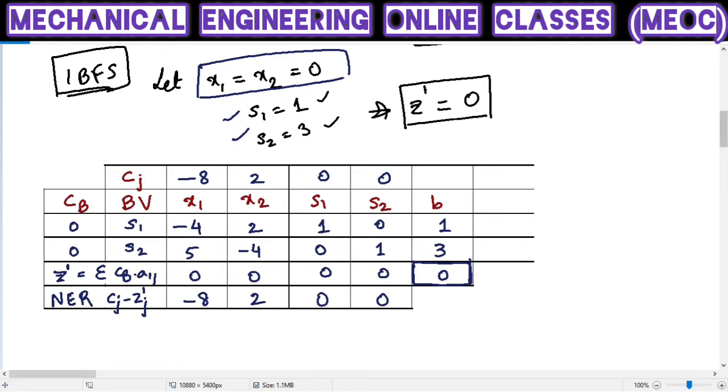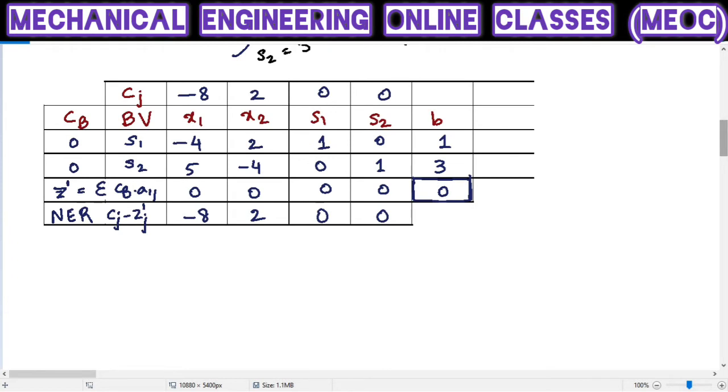So if you haven't checked out our previous video on the optimality conditions and feasibility conditions for the simplex method, you can check it back in the playlist, or the link is provided in the description. So from the optimality condition, it can be seen that the solution can be improved.